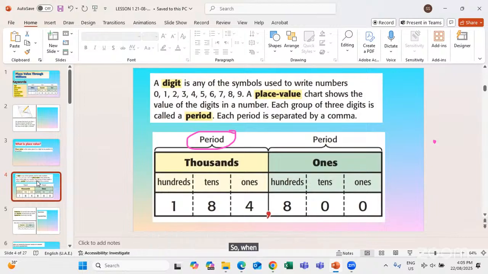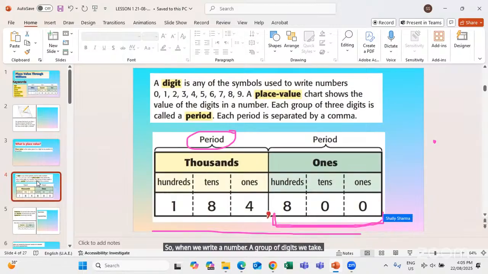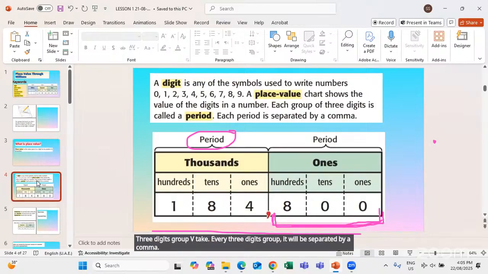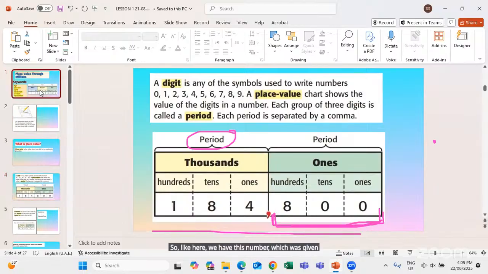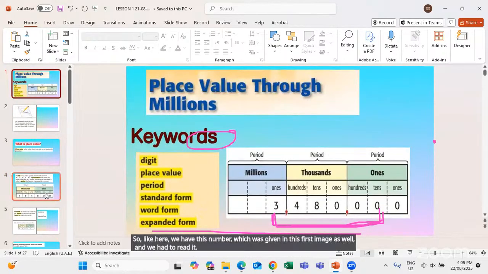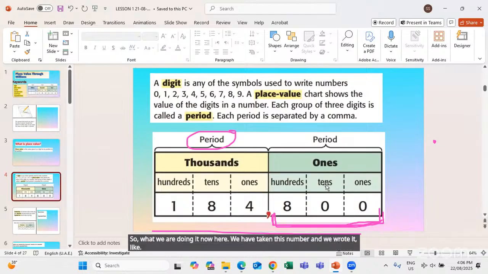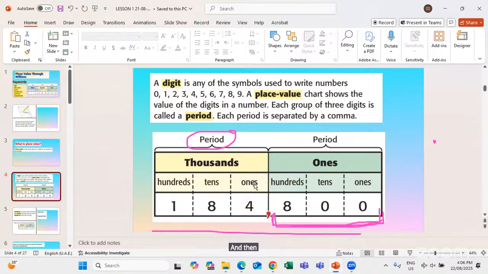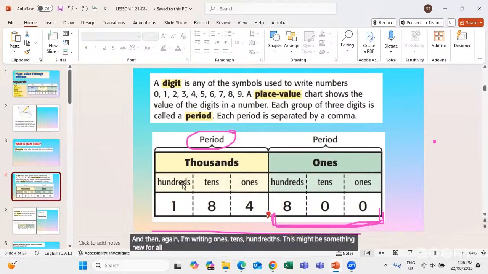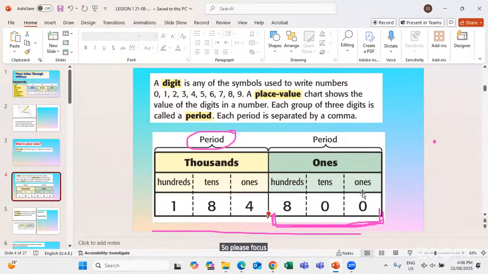So when we write a number, we take a group of digits, a three-digit group. Every three-digit group will be separated by a comma. Like here we have this number which was given in this first image as well, and we had to read it. So what we are doing now is we have taken this number and we wrote it like ones, tens, hundreds, and then again I am writing ones, tens, hundreds. This might be something new for all of you, so please focus. What I am saying is we have a group of three digits. In each case, first a group of three digits, then a second group of three digits.